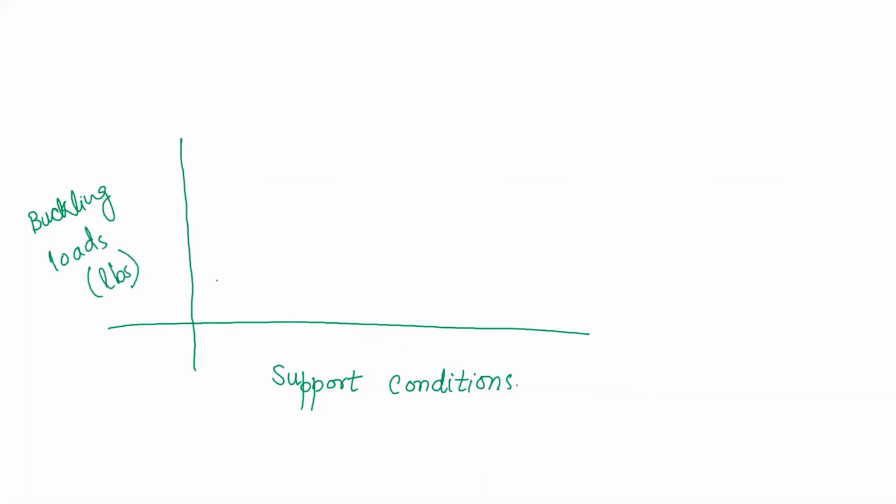On the x-axis, you have to take support conditions. On the y-axis, you have to write buckling loads, in pounds. When you are having support conditions, now it is red, so it is pin. So you can write down the pin condition.